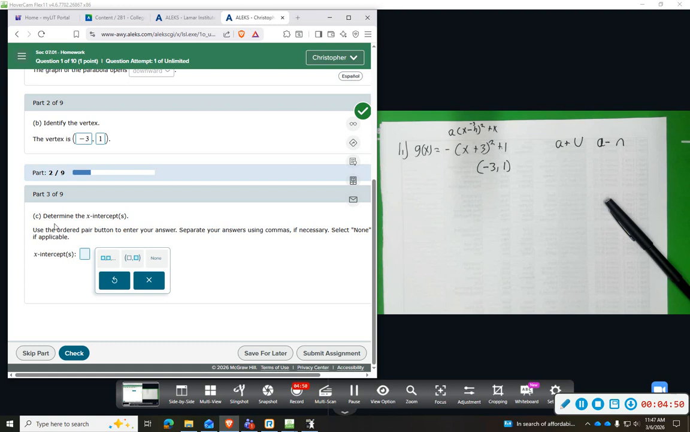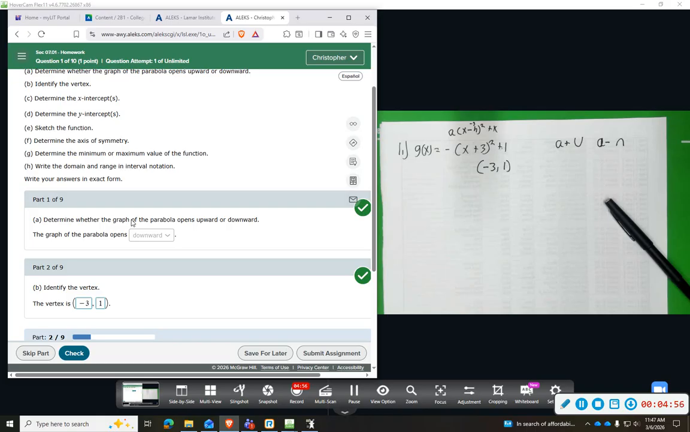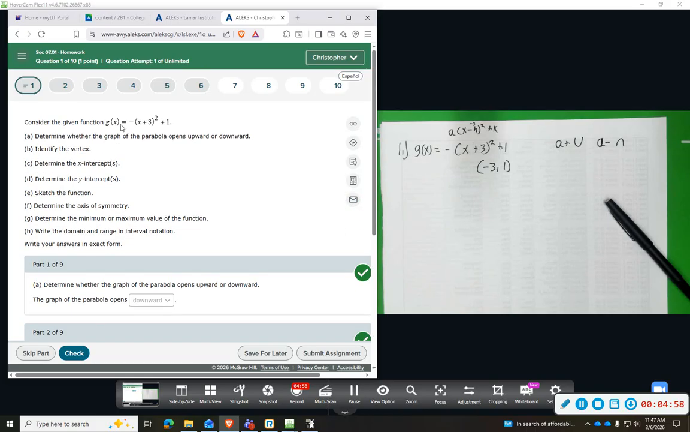Good. Okay, now it wants us to determine the x-intercepts. So to find the x-intercepts, we're going to have to set it equal to 0 and solve for x.